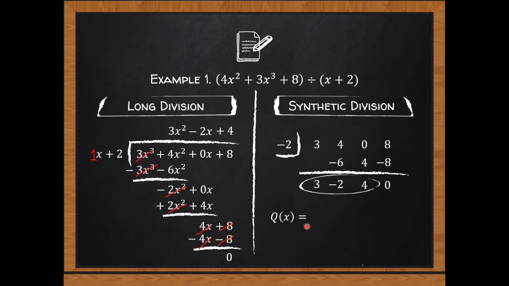And for our quotient, take note that the degree of our answer must be 1 less than the degree of our dividend. Etong dividend natin, right? Ang degree po is the highest exponent. 4x squared plus 3x cubed plus 8. Ano ang highest exponent? It's 3. So now, on our quotient, dapat po 1 less than. So here now, x squared na tayo. After x squared, yung variable x. And then after the variable x, it's the constant. So ang ating quotient is 3x squared minus 2x plus 4. And with a remainder of 0.